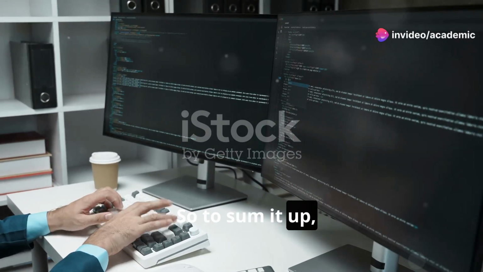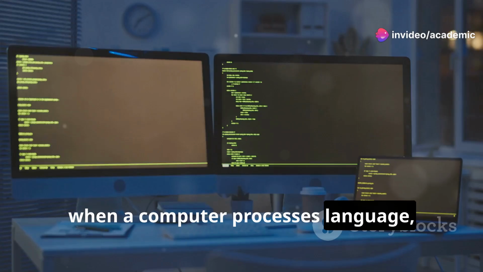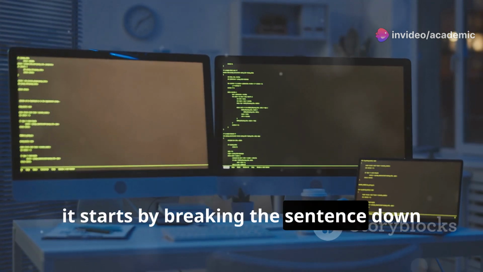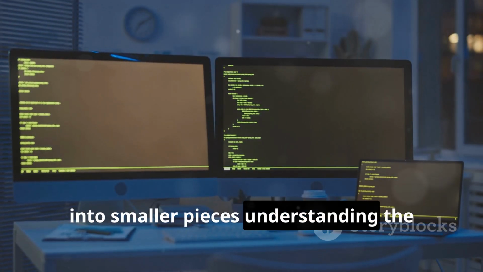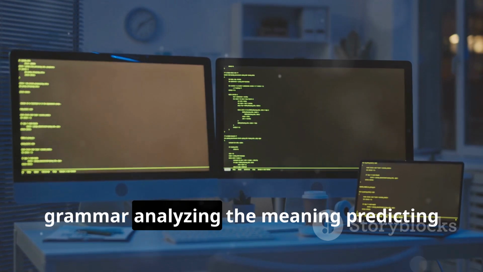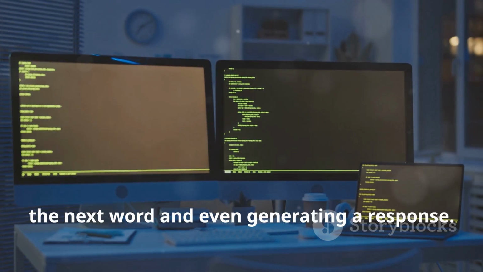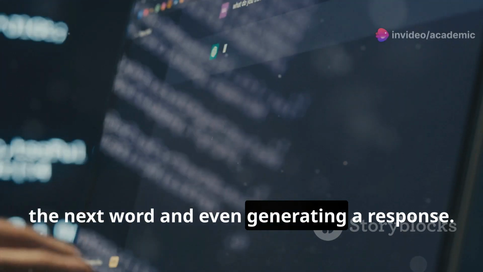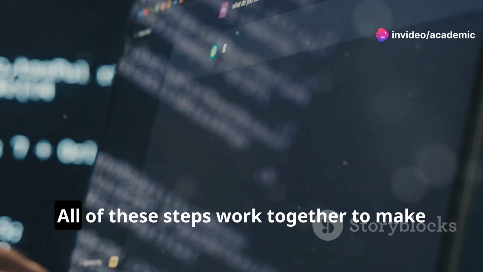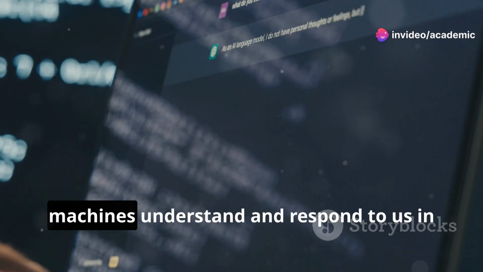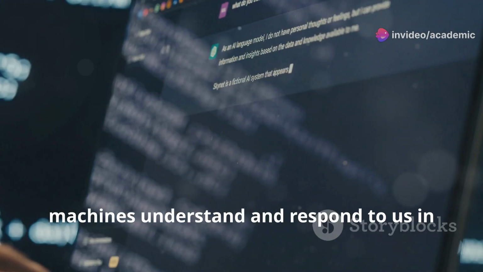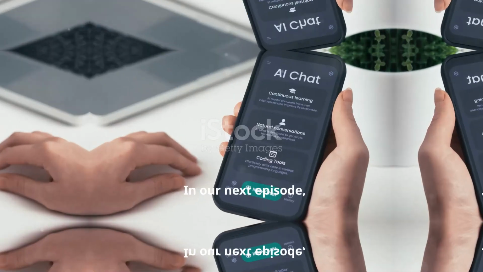So to sum it up, when a computer processes language, it starts by breaking the sentence down into smaller pieces, understanding the grammar, analyzing the meaning, predicting the next word, and even generating a response. All of these steps work together to make machines understand and respond to us in ways that feel natural.